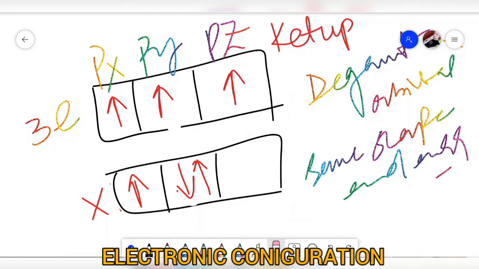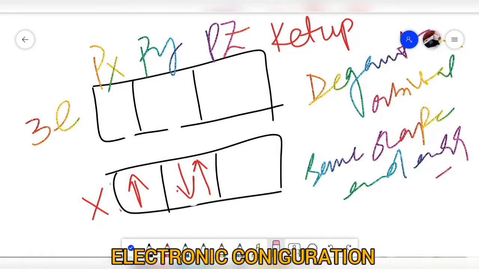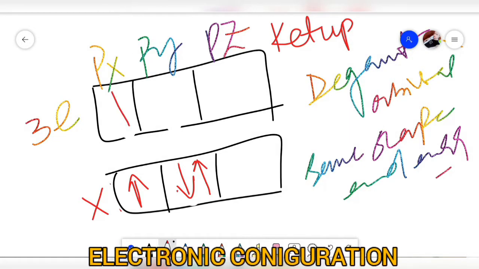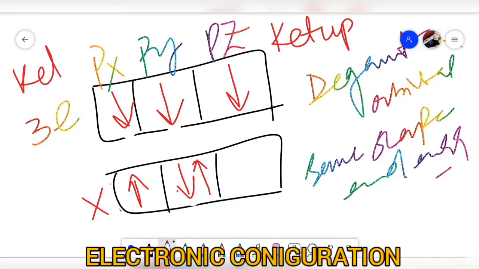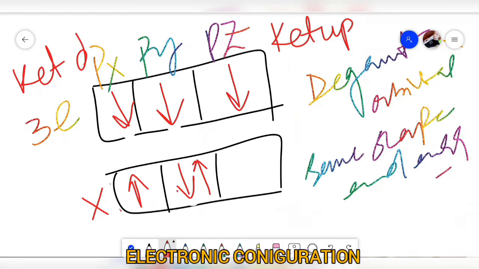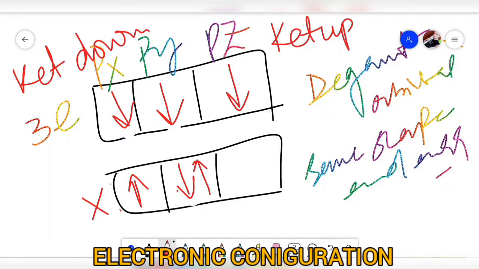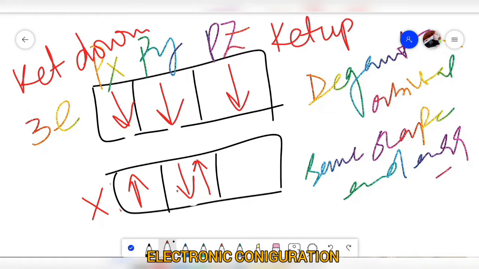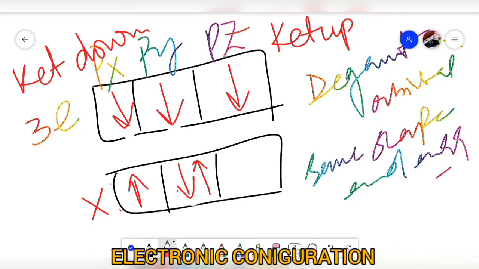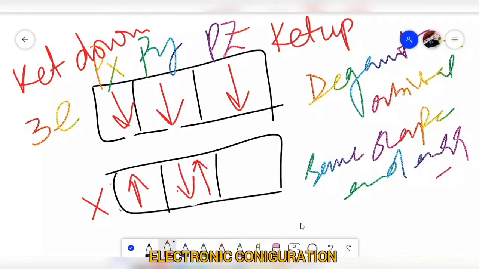Can we show the electronic configuration like down, cat down? Yes, of course we can show it. Cat down 1, cat down 2, cat down 3. This is called cat down. Okay? Do you have any question? Do you have any question? No, sir.